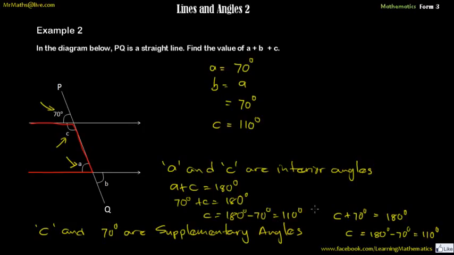Okay, now you've got the values of A, B, and C. So what is the value of A plus B plus C, which is equal to 70 degrees plus 70 degrees plus 110, which is equal to 250 degrees. There you have it. Let's take a look at the last example.